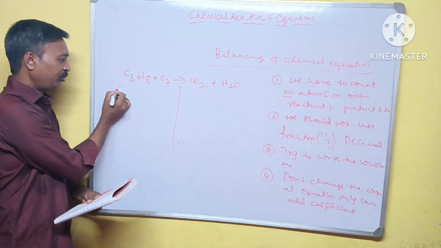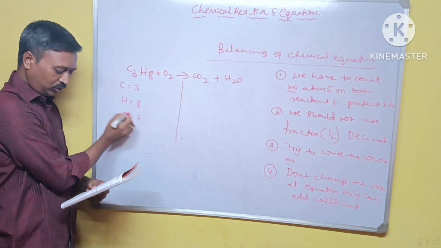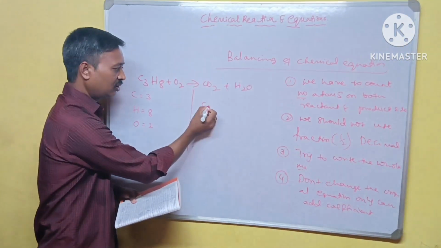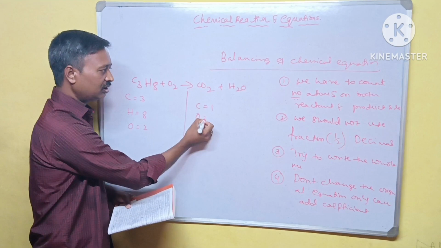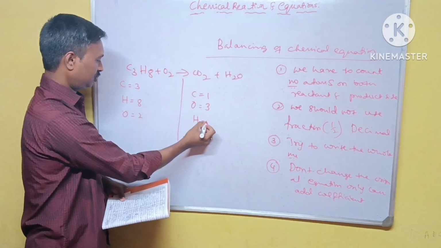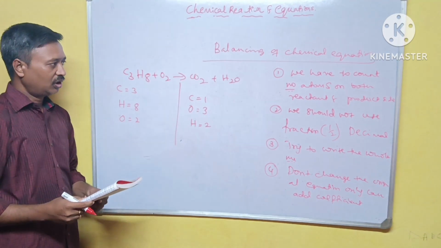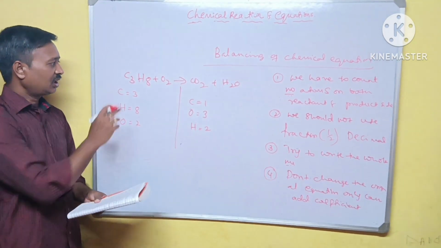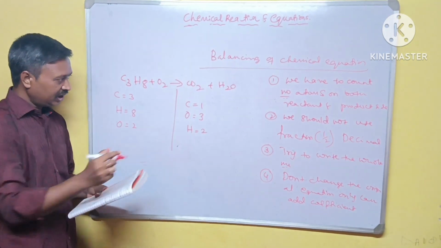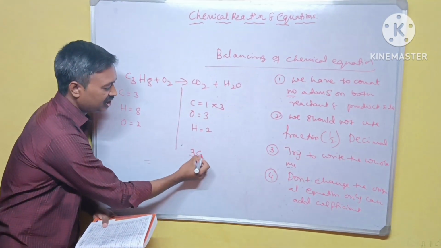Count the numbers. How many C? 3. How many H? 8. How many oxygen? 2. Clear? Here how many carbons? 1. How many oxygen? 2 plus 1, 3. How many hydrogen? 2. Is it balanced? No. Now we have to change carbon into 3. What do we have to do now? Multiply the carbon with 3. 3CO2.